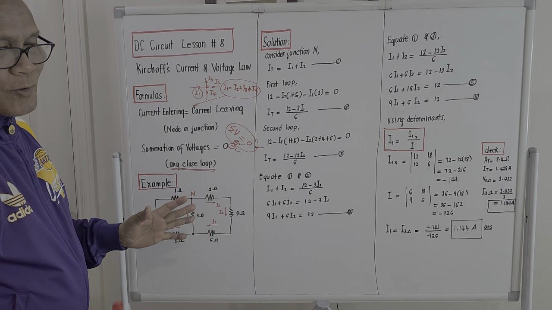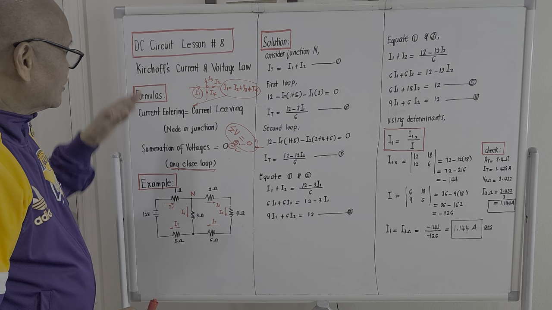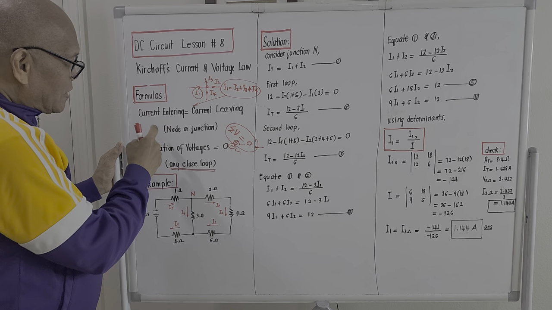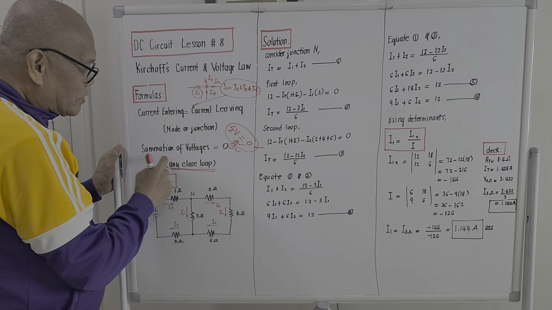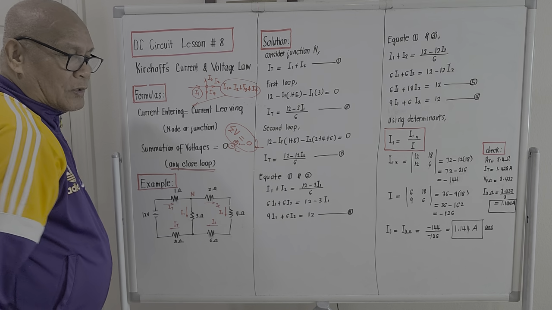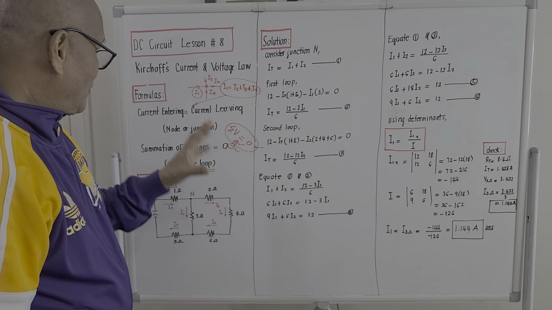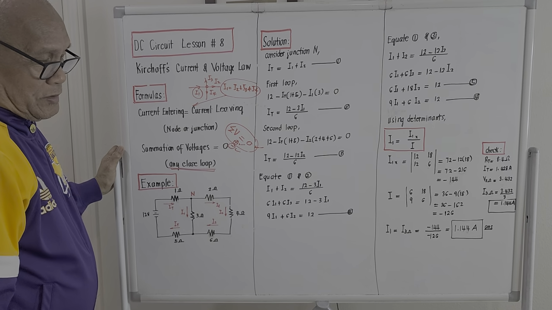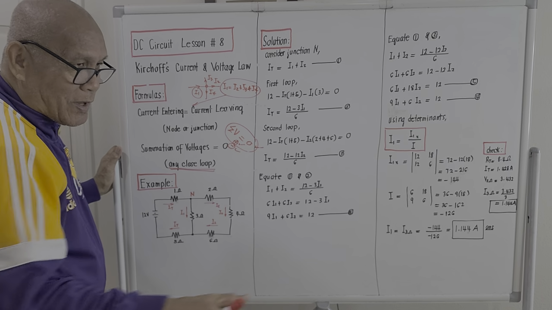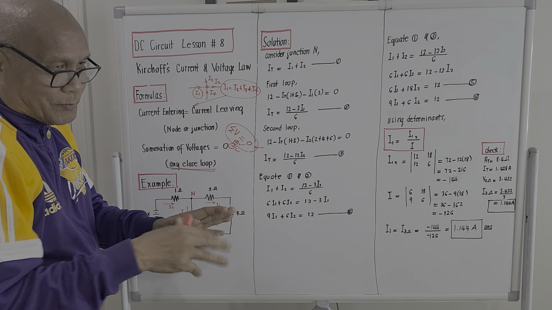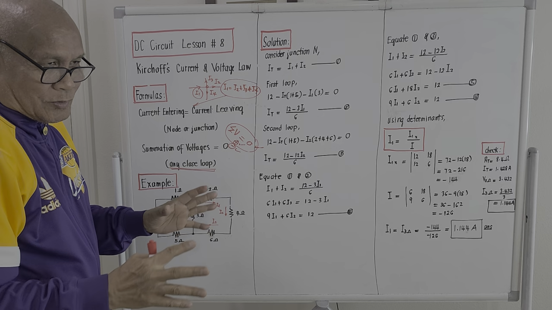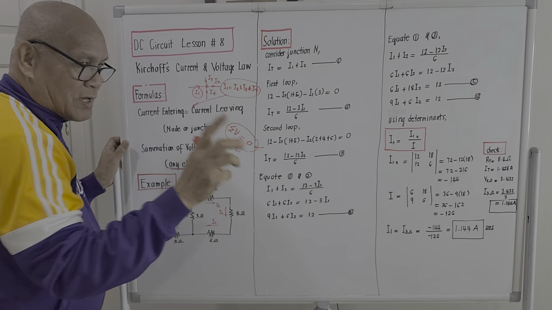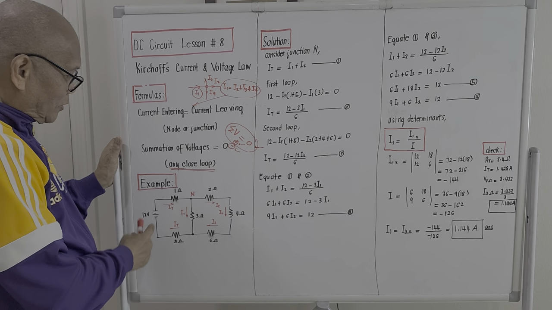Okay? So there are only 2 formulas in the study of DC circuit lesson number 8, that is Kirchhoff's current and voltage law. That is current entering equal to current leaving, and the summation of the voltage should be equal to 0. To better understand the concept of Kirchhoff's current and voltage law, I will bring out an example problem. The voltage source for the meantime is just only 1, because if the voltage source is 2, that will be another story. So to simplify the concept, we will just consider for the meantime 1 voltage source.